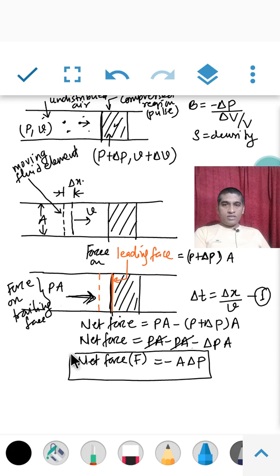And what does this negative sign imply? The negative sign indicates that the net force is towards left. The element is moving towards right, and the net force is directed towards left. So the negative sign indicates that the net force is directed towards left. I'm writing in short, this is towards left.